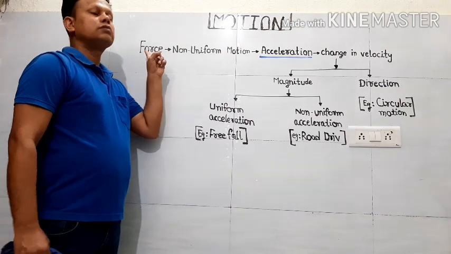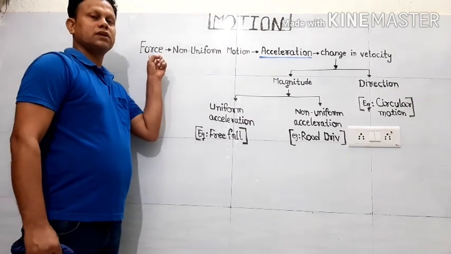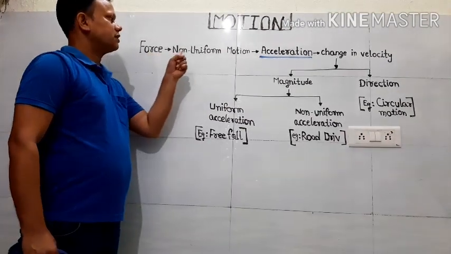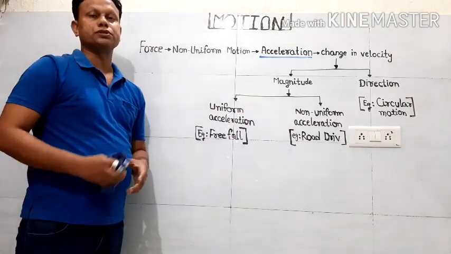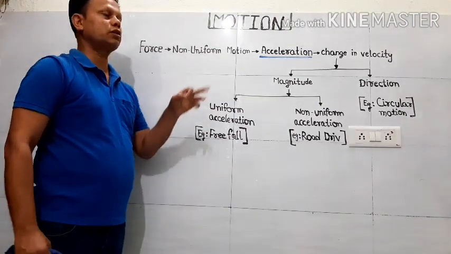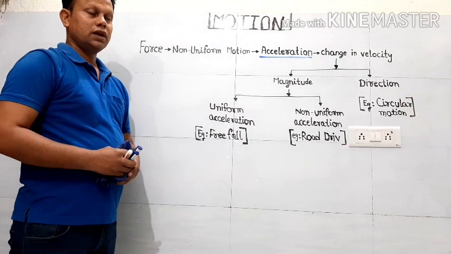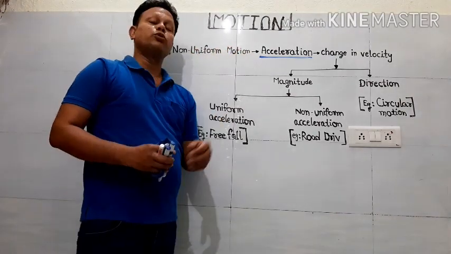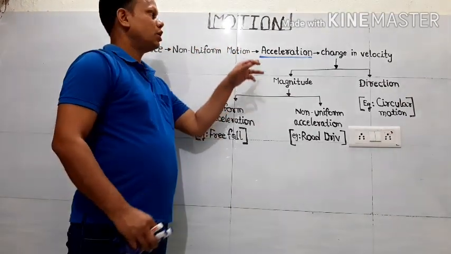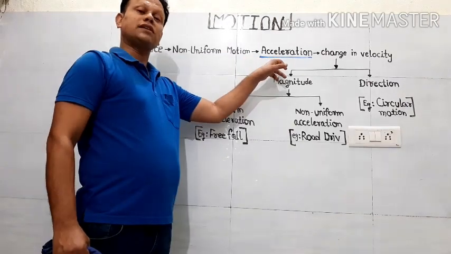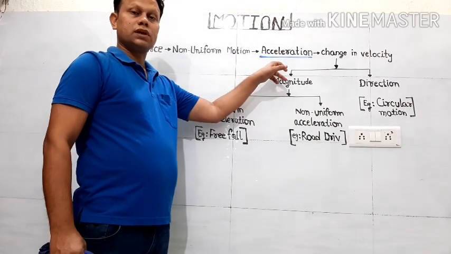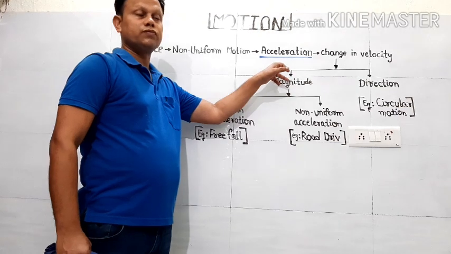First of all, force gives reason for non-uniform motion. Means force is needed for non-uniform motion. Now, whenever there is a non-uniform motion situation, there is always acceleration there. That is our topic also.